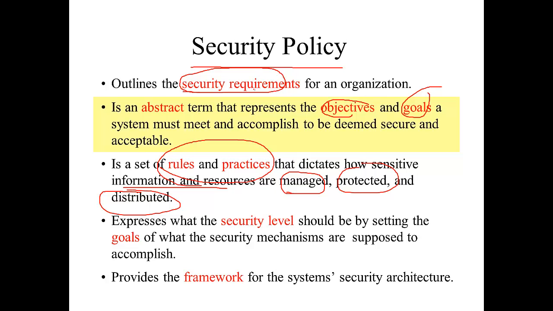It also expresses what the security level should be: is it top secret, is it secret, or unclassified. Sometimes the security policy also provides the framework of the system's security architecture.